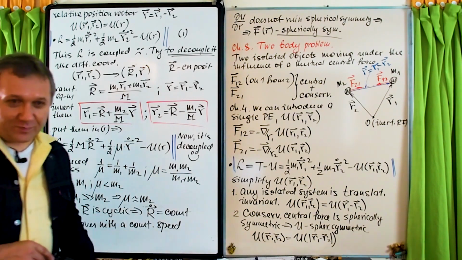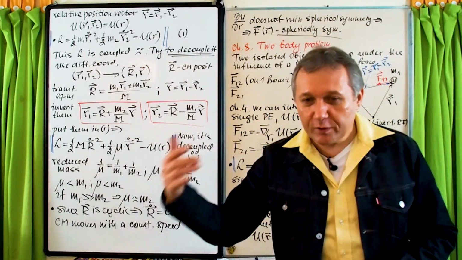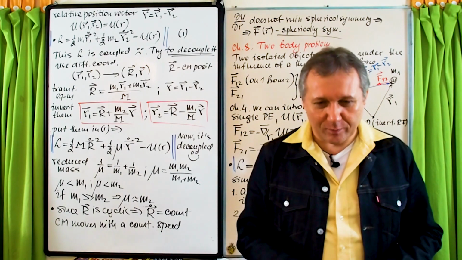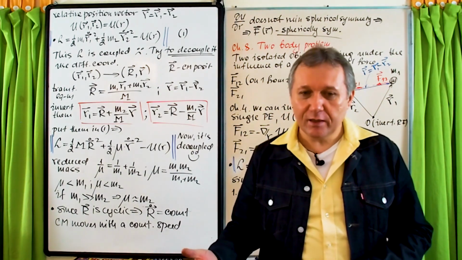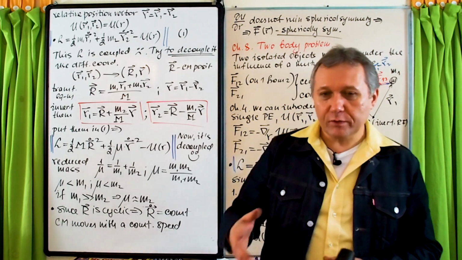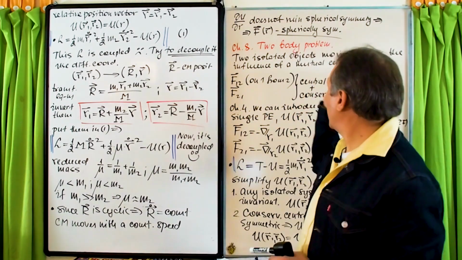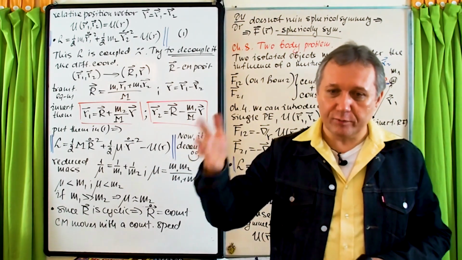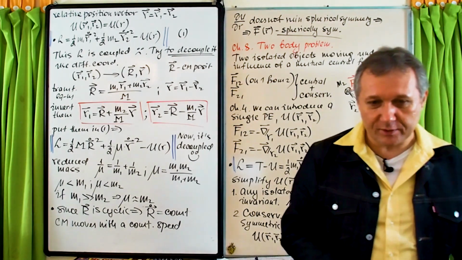This motion of the center of mass with a constant speed, basically it's a uniform translational motion. It's a subject for physics 1 problems, right? So it's quite boring motion. There is nothing interesting about that motion of the center of mass. So most of the time people are interested in the relative position of these objects relative to each other. But the fact that the center of mass moves with a constant speed, again, uniform translational motion, is physics 1.